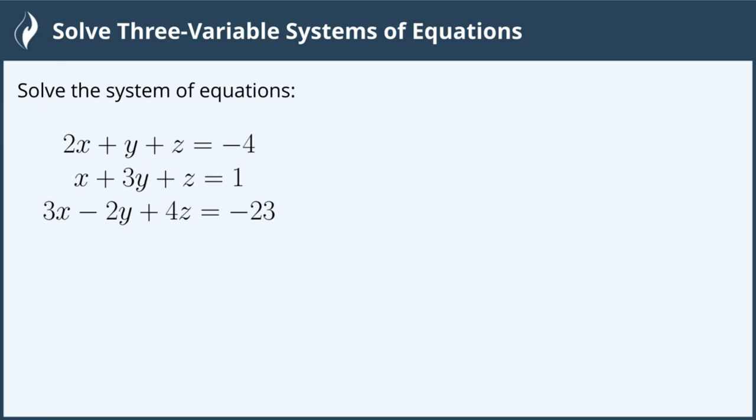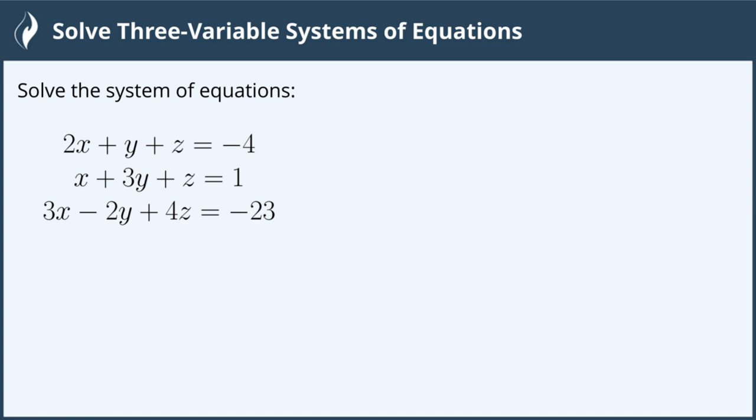Hi everyone! In this video, we will solve three variable systems of equations. Solve the system of equations 2x plus y plus z equals -4, x plus 3y plus z equals 1, 3x minus 2y plus 4z equals -23.